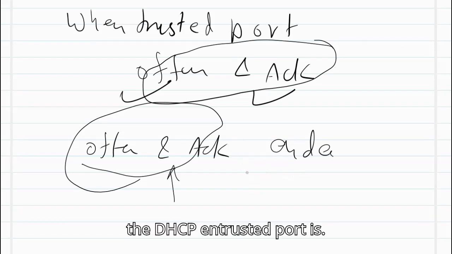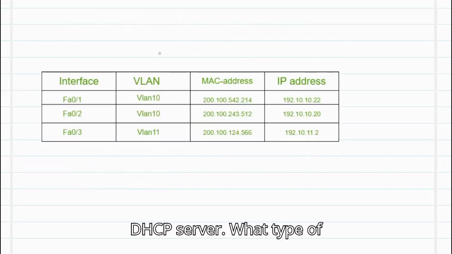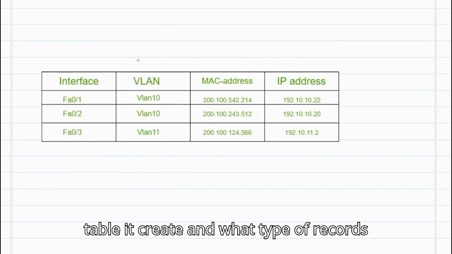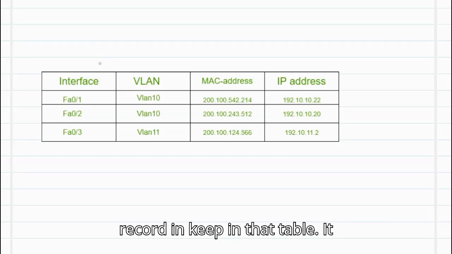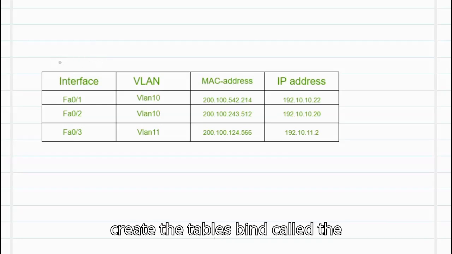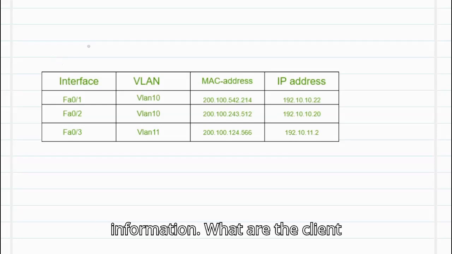The logic of the DHCP untrusted port is that it creates tables, or keeps records, in the DHCP server. What type of table does it create and what type of records are kept in that table? It creates tables called binding tables, which bind the client's information.